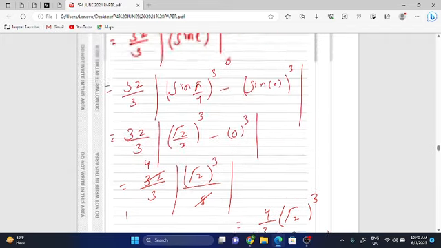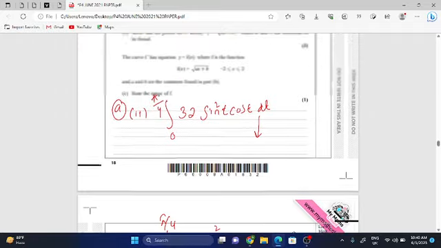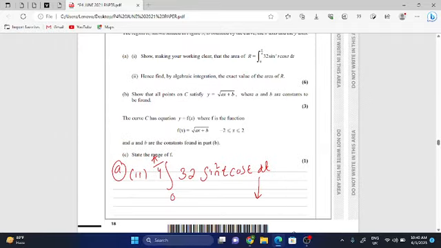Right? So let's go back. Part B suggests that we show that all points satisfy y equals ax plus b, where a and b are constants to be found, and the equation of a curve, that is y equals f of x, where f of x is defined when x is from minus 2 to 2, and a and b are constants to be found in part B.